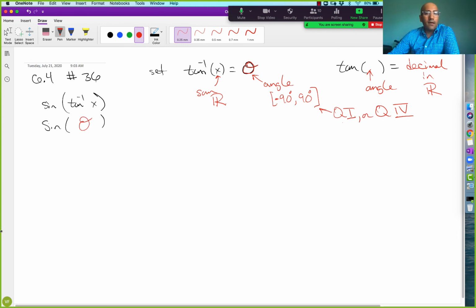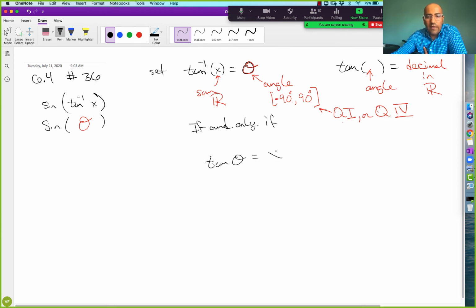Anyway, so sine of tangent inverse of x is this. So I'm going to stick that theta in there. So they're asking me this. This is what they want to know. What is sine of theta? Okay, now back to this. This is true if and only if, we get away from this tan inverse, if and only if it's true that tangent of theta equals x.